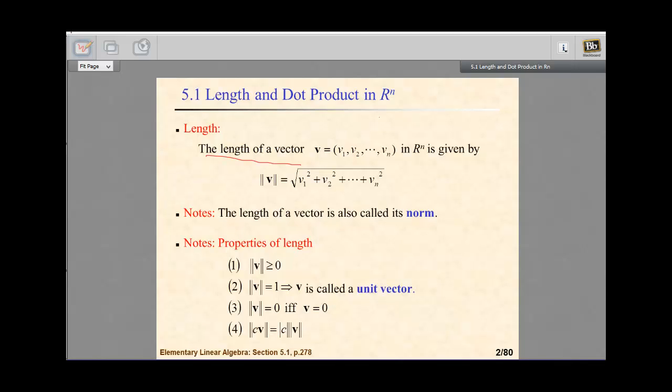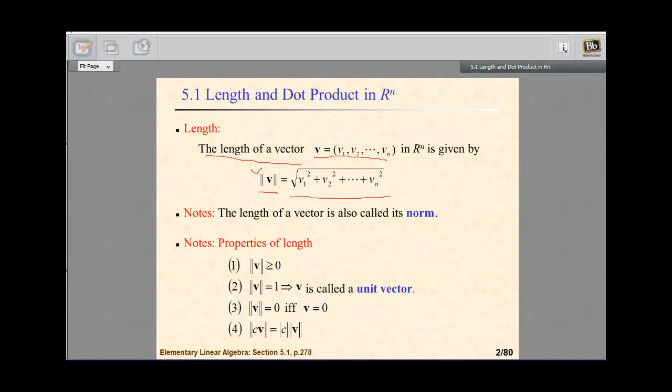As we know, a vector can be represented like v is equal to (v1, v2, ..., vn), and the norm of a vector is called the norm. Norm means the length of a vector. So the length of a vector can be represented as the norm of v equal to the square root of v1 square plus v2 square plus up to vn square. This is called the norm of the vector or length of the vector.